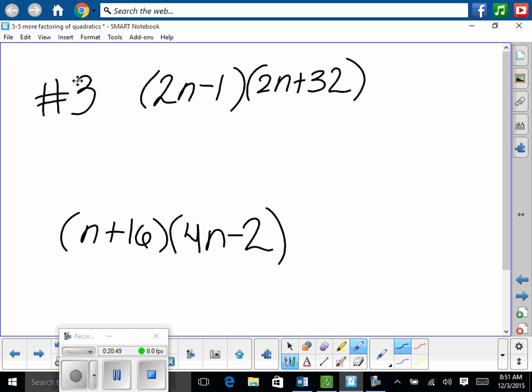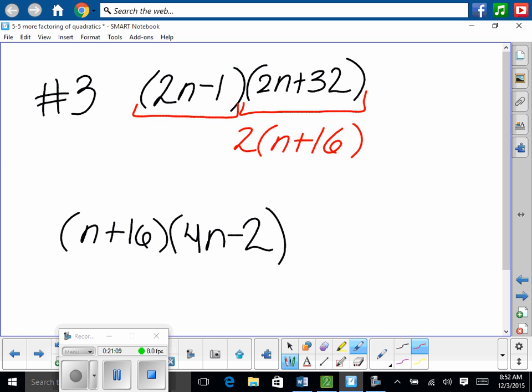Those look tremendously different, don't they? They're both equally correct. They're just not simplified all the way. They're not factored all the way. Let's look at this piece. Can this piece factor more? No. But could this piece factor more? Yeah, so let's pull out a 2, and left is n plus 16, right? So factored completely would be that times that, which is 2n minus 1.